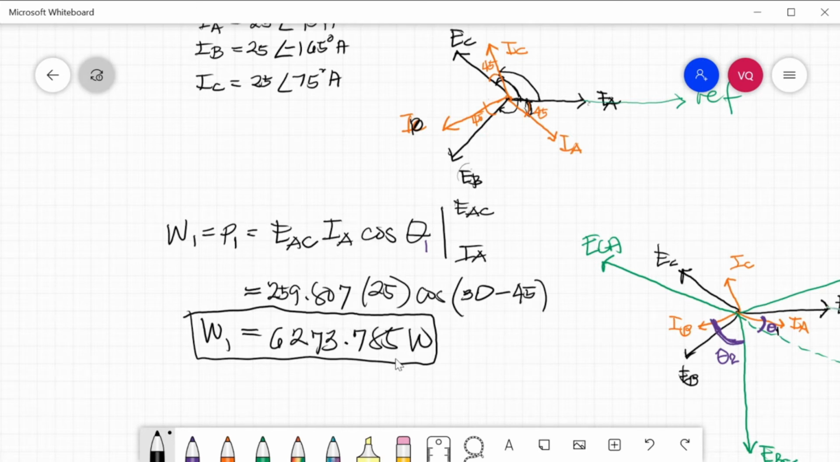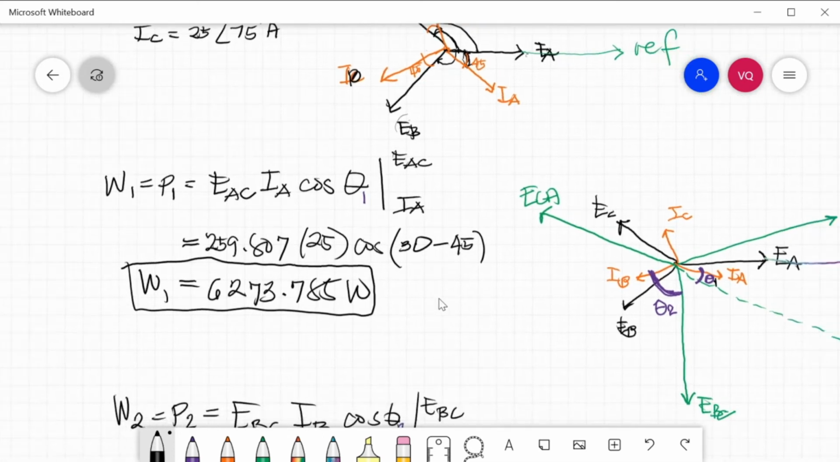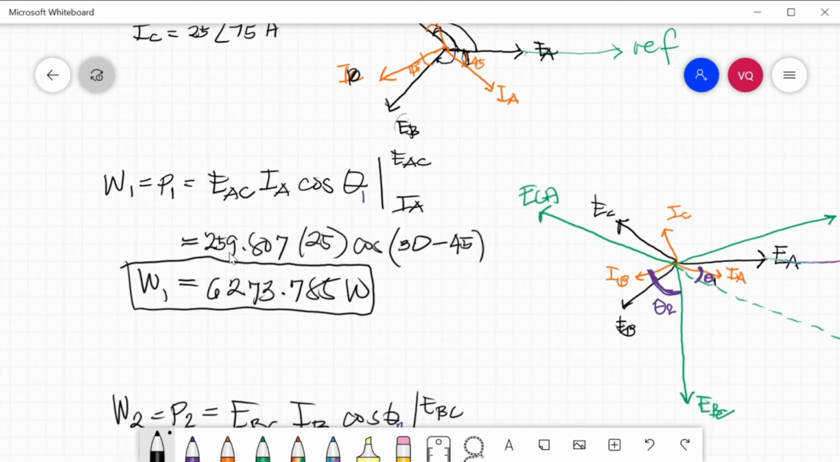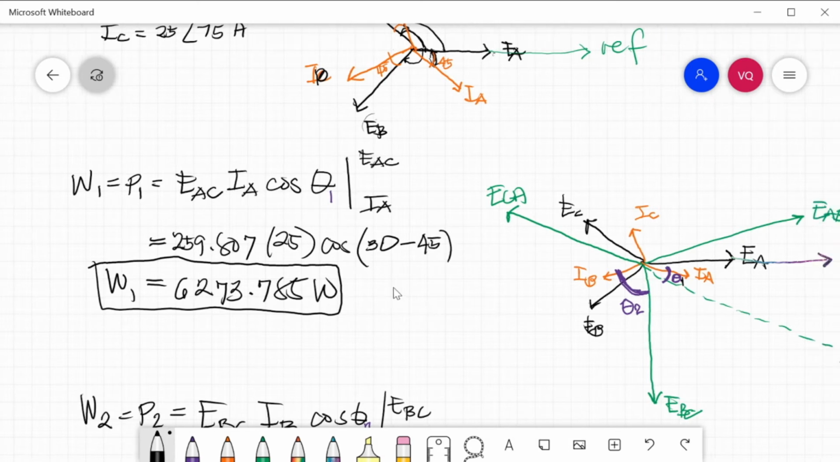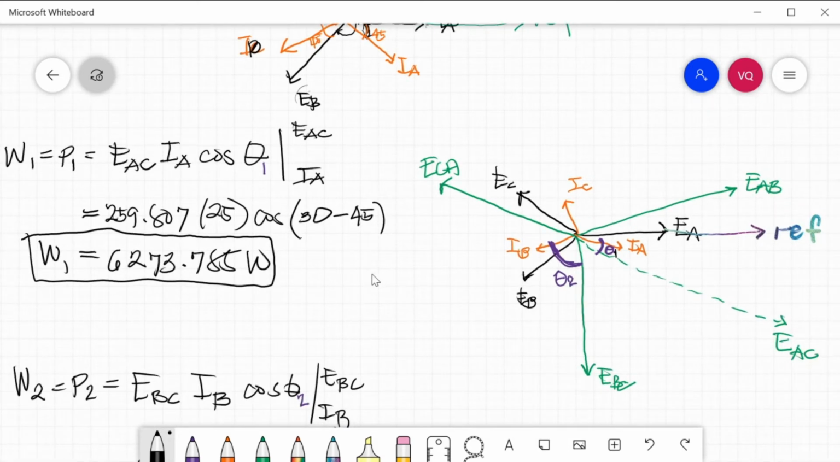So, let's go back here. Wattmeter 1 is equal to EAC IA cosine theta 1, theta 1 for wattmeter 1. EAC is 259.807, and our IA line current is 25. So how will we solve theta? It is recommended that you draw the phasor diagram.